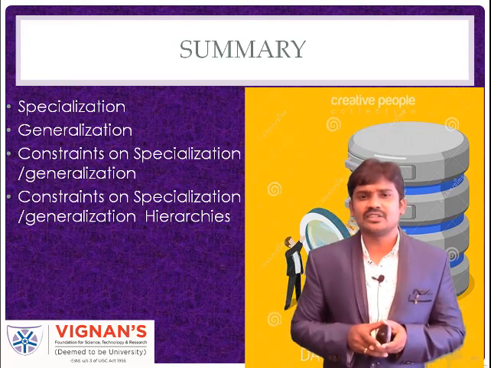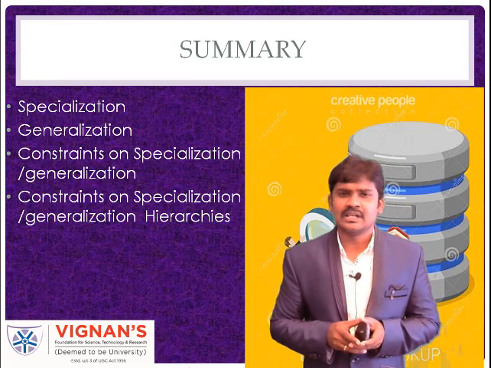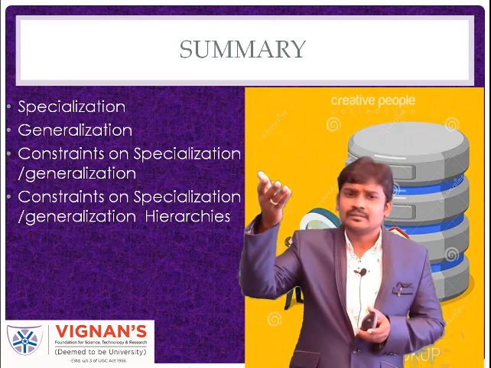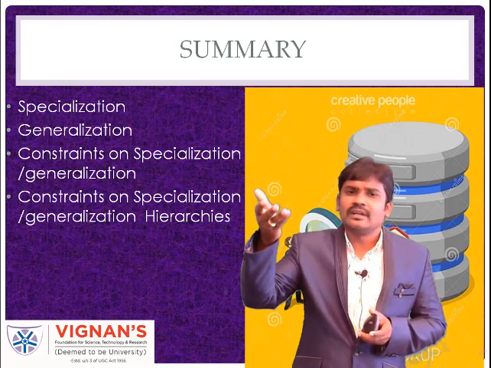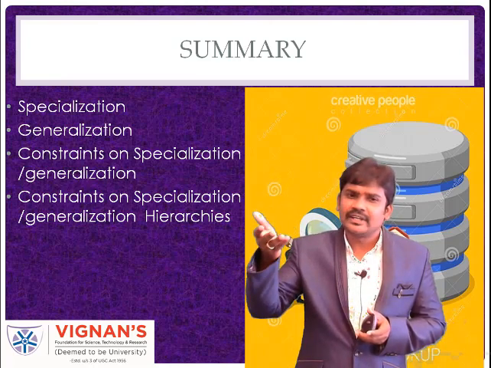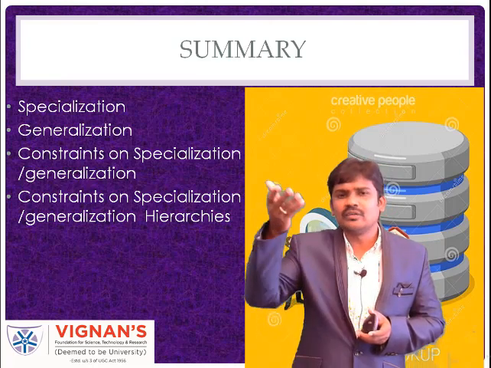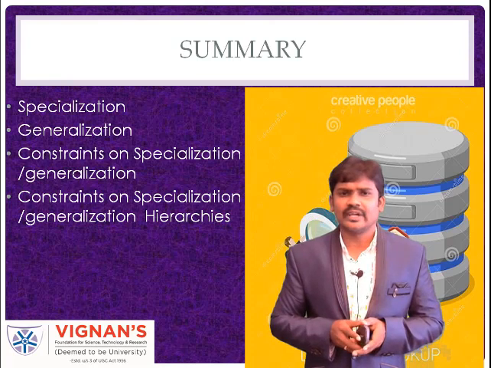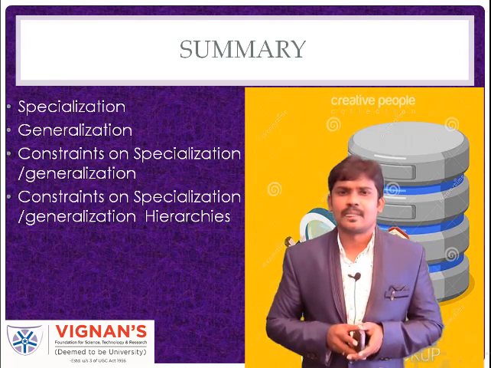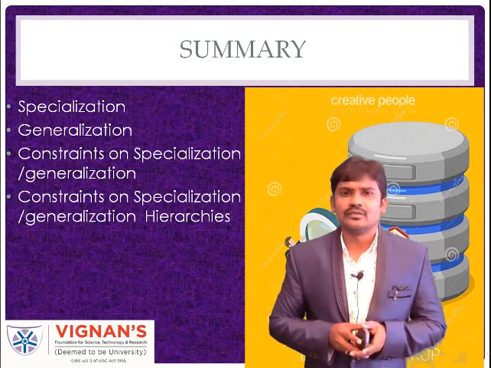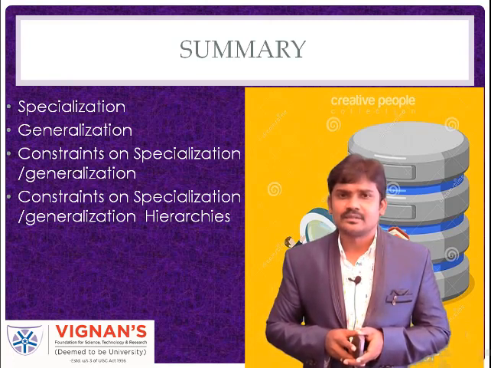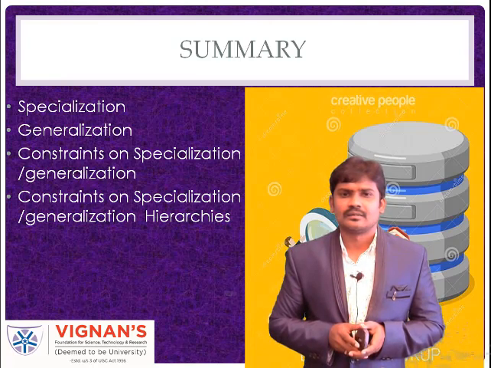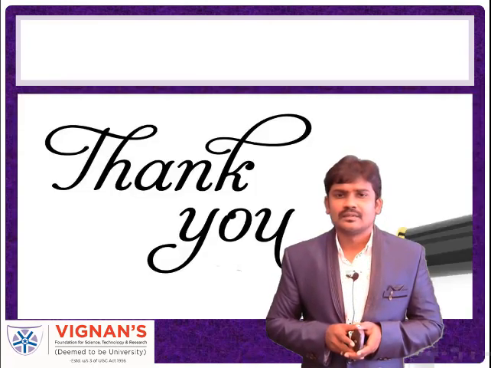Next, regarding hierarchies and lattices: if a subclass may have more than one superclass, it is called a lattice, that is multiple inheritance. If a subclass has only one superclass, that is single inheritance. I hope all of you are clear with all these topics. Thank you.